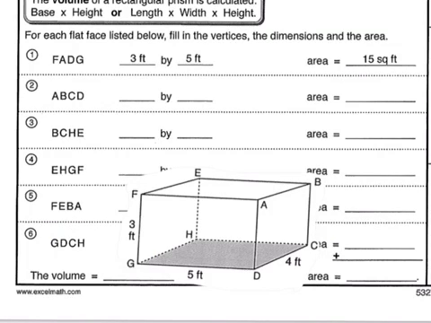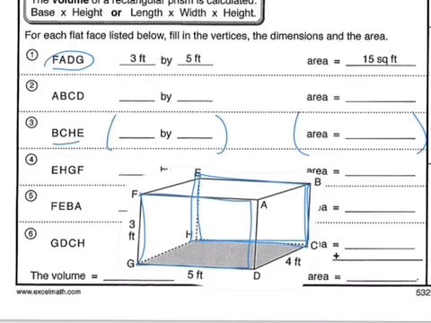So this next one that we have here, number 3, says BCHE. Pause the video and fill in all of these blanks here. Alright, now that you filled that in, BCHE, that would be the rectangle that's in the back there. That would actually be the exact same as the one that's in the front, right? Which is this one here, FADG. So the dimensions are going to be just the same. 3 feet by 5 feet, and that makes a total of 15 square feet.